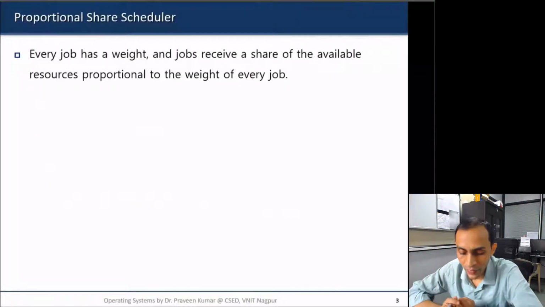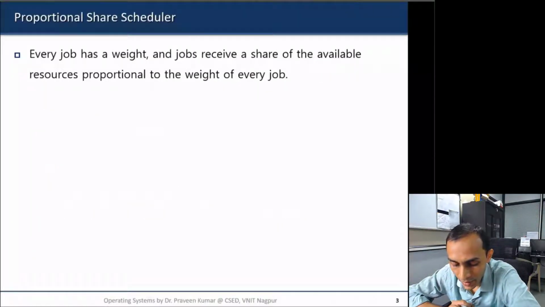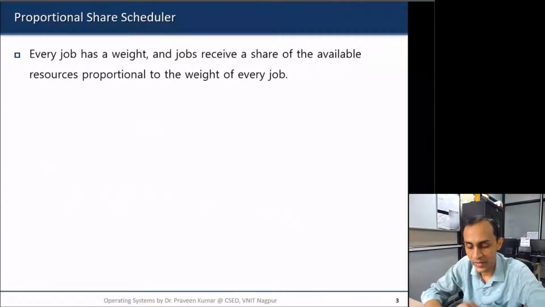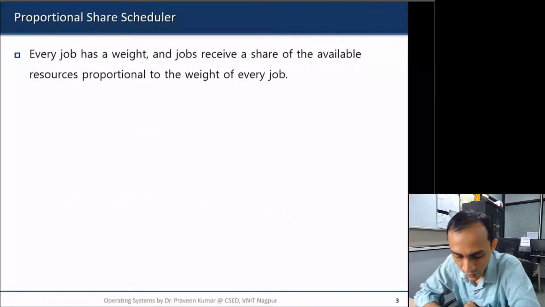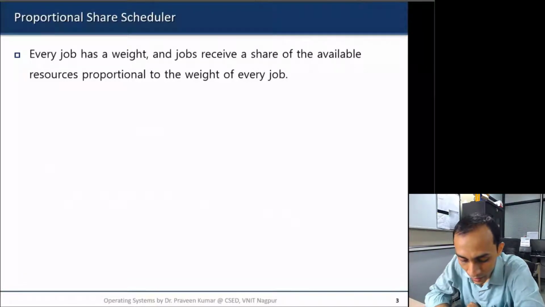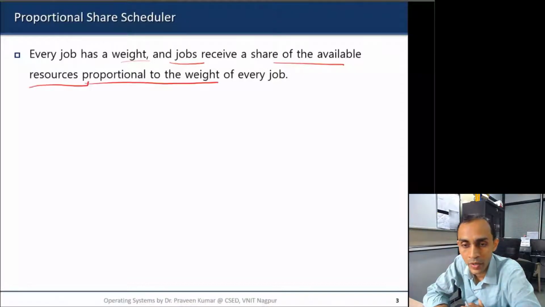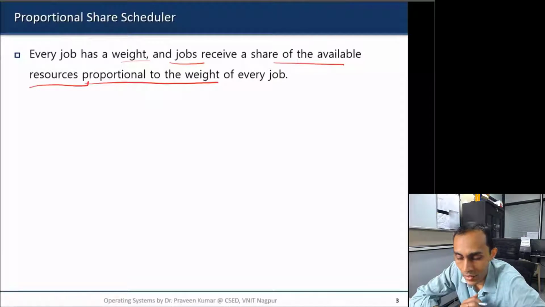So what does a fair scheduler basically mean? The idea is simple. The basic idea behind all fair share scheduler strategies is that every job will have a certain weight or priority, and those jobs will receive a share of the available resources in proportion to their weight. So in proportion to their priority, or in proportion to their importance, the job will get a percentage of the CPU.